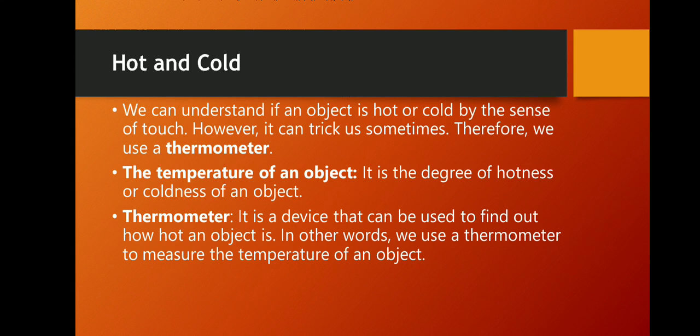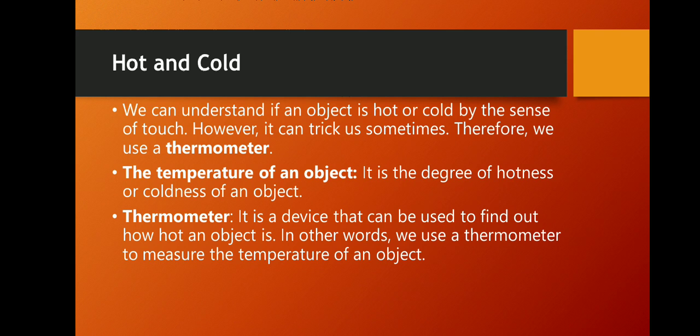Now see, let's try to discuss very first what is hot and cold. We can understand if an object is hot or cold by the sense of touch. However, it can trick us sometimes, therefore we use what? An instrument named thermometer. So what is temperature? The degree of hotness or coldness of an object is called the temperature of an object.